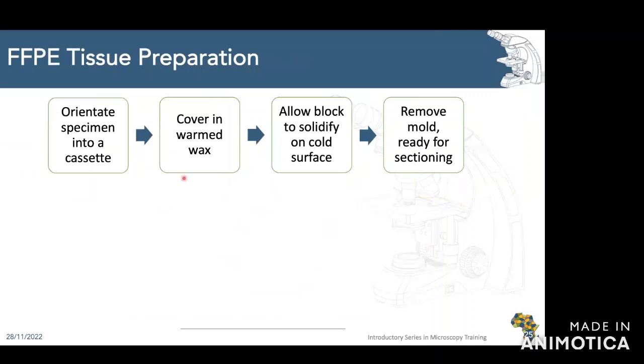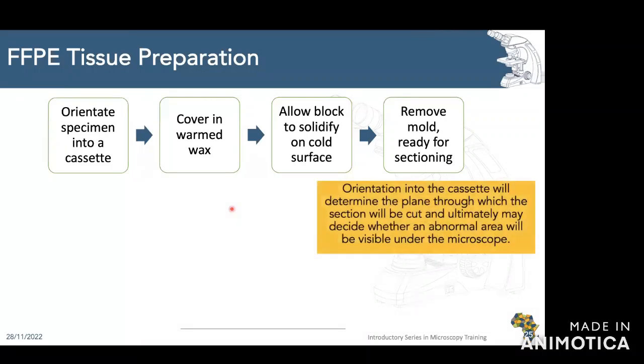So FFPE tissue sample preparation is slightly different, but in the same realm. Orientate your specimen into a little cassette. And this is then covered in warmed wax. And then the block is allowed to solidify on a cold surface. And then you can remove it from your mold and it's ready for sectioning.